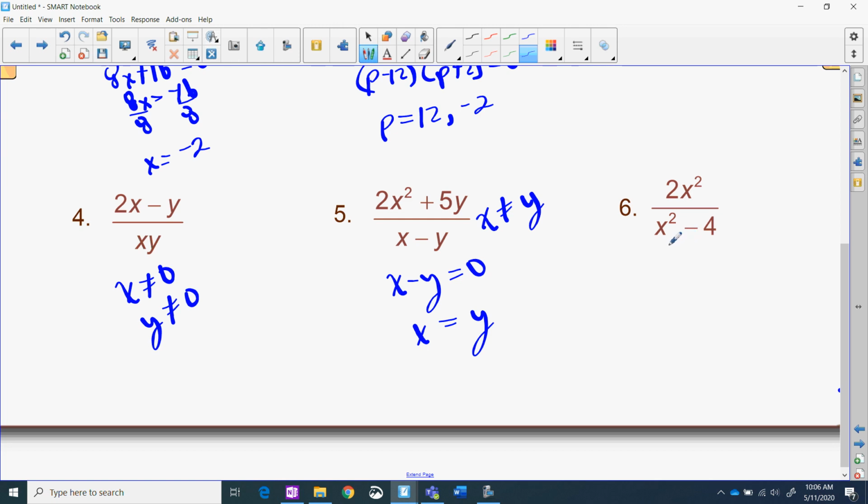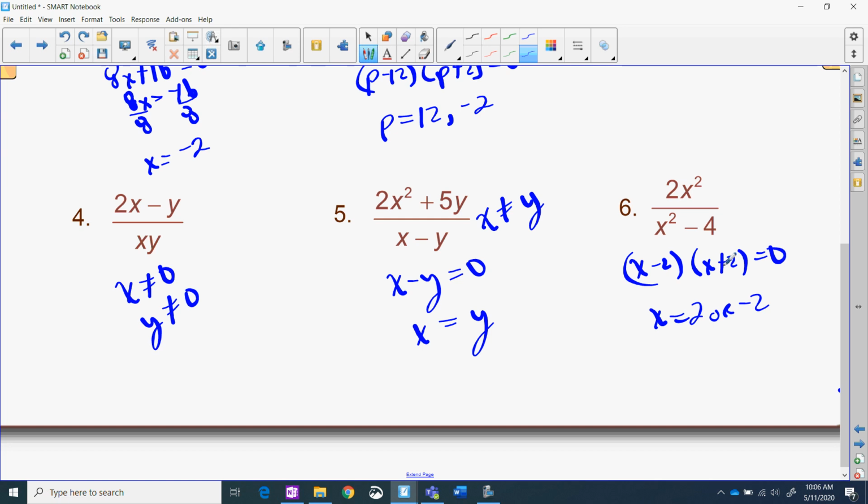And one last one, so another quadratic one. This one's set up for another one of your factoring strategies that hopefully you're confident in. That's the difference of two perfect squares. So you would factor out the bottom, x subtract 2, x plus 2. So what would make that equal 0? Well, that would equal 0 if x was equal to 2 or negative 2.